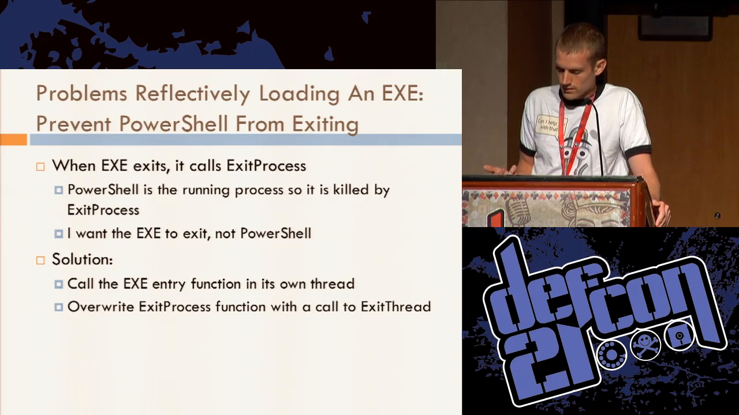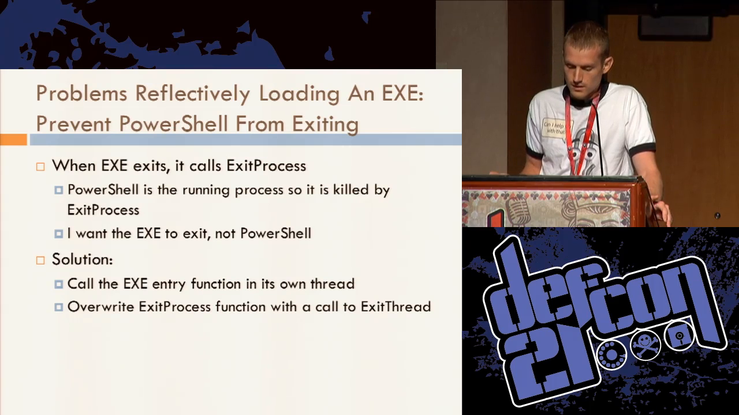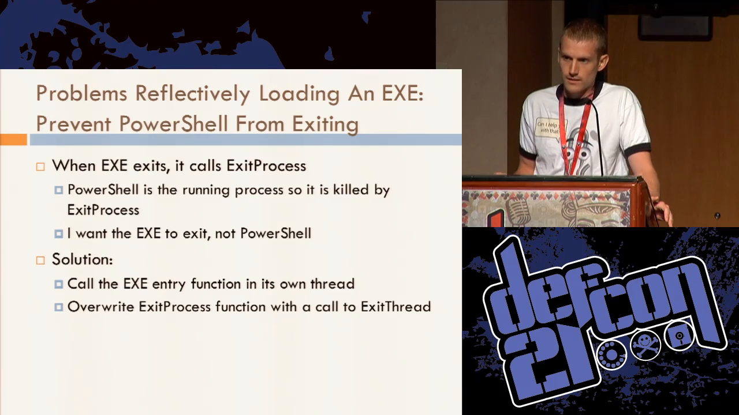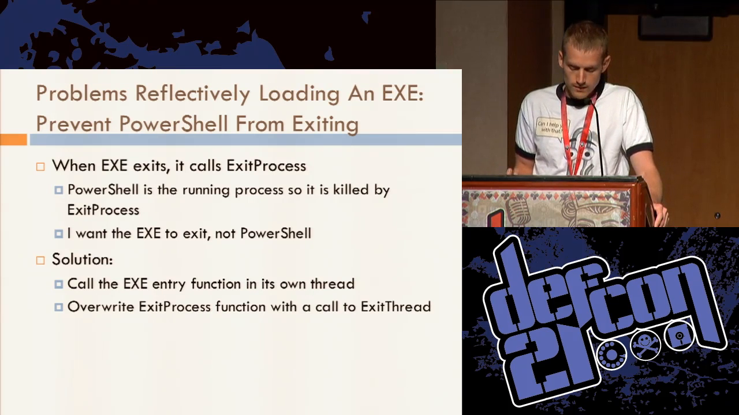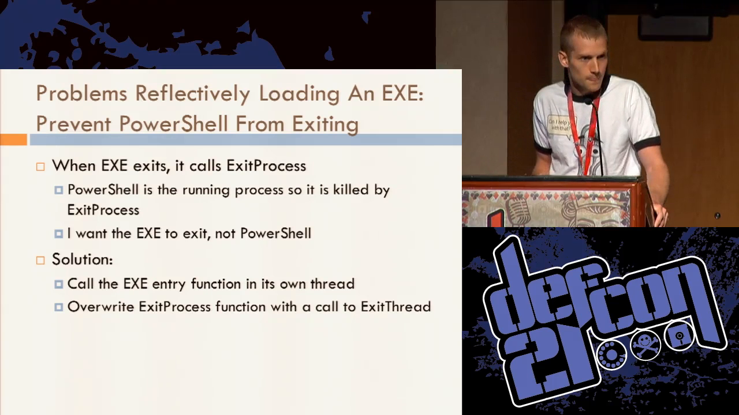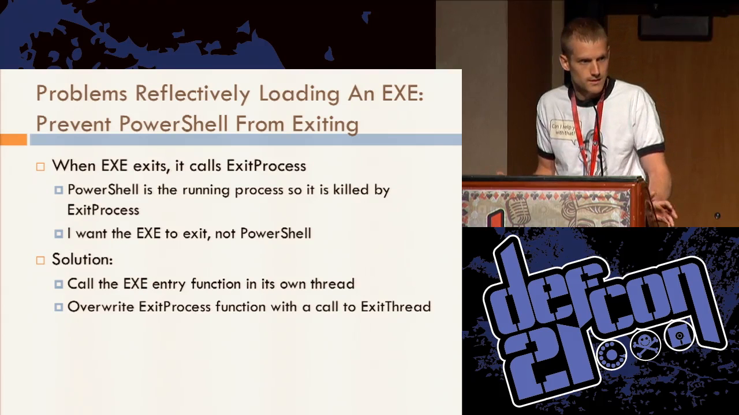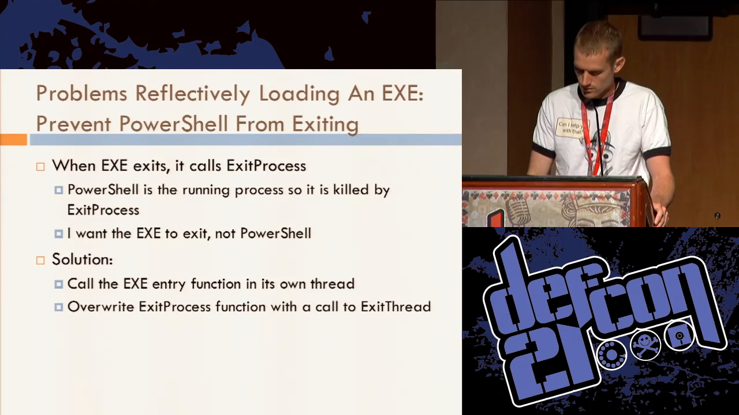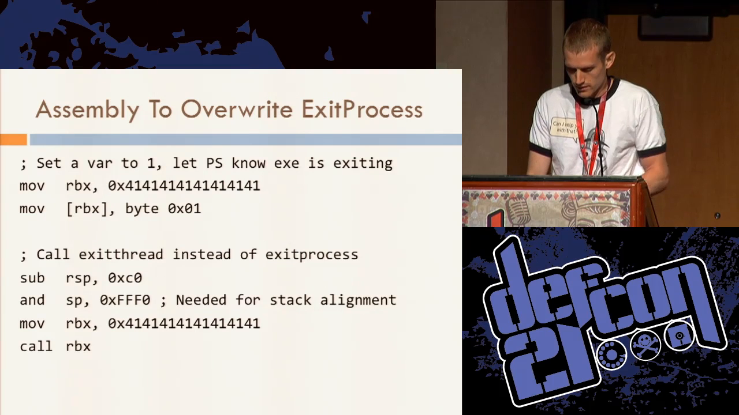And so it turns out there's a pretty easy solution to this. Basically what I do is I call the exe in its own thread, I call its entry function in a new thread, and then you overwrite the exit process function with shellcode that just calls exit thread instead. And so the exe will start up in its own thread, and then when it's done running, it'll just nicely kill the thread that you provided for it. So it's a really clean solution. And just for reference purposes, I put assembly in here, but we don't actually need to talk about this.